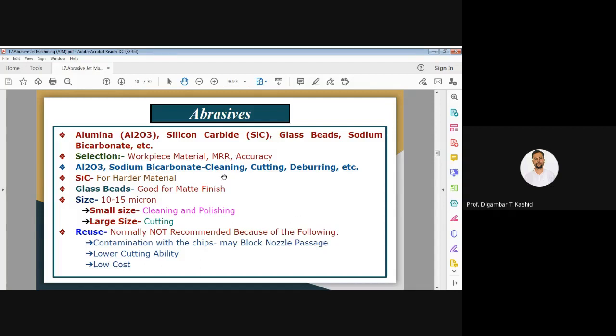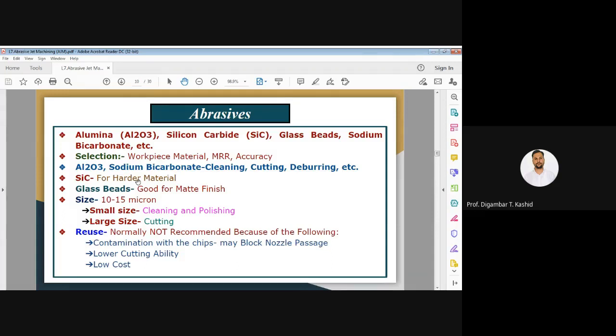So the answer to that I have explained here. For what purpose or application can you use which abrasive? Al2O3 and sodium bicarbonate you can use for cleaning, cutting, and deburring and the rest of the machining purposes.